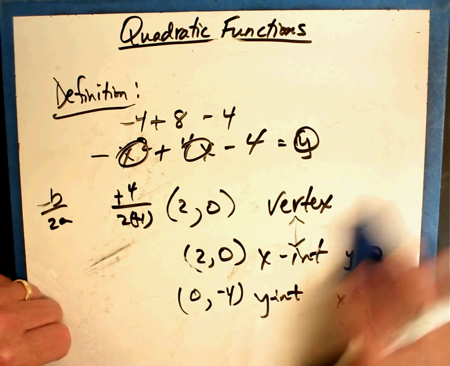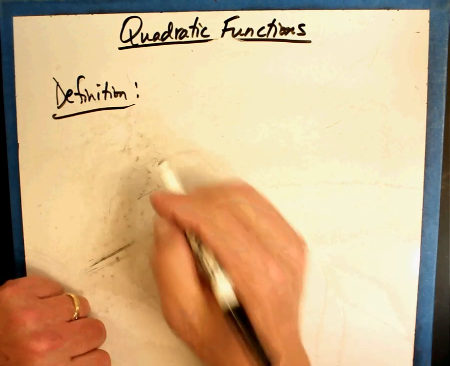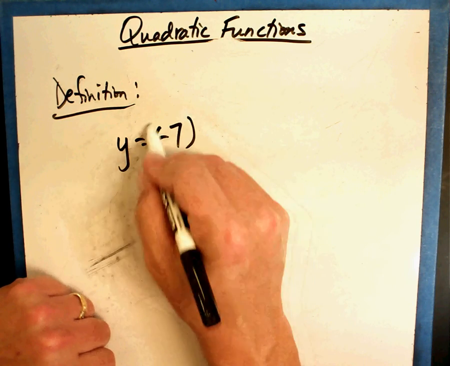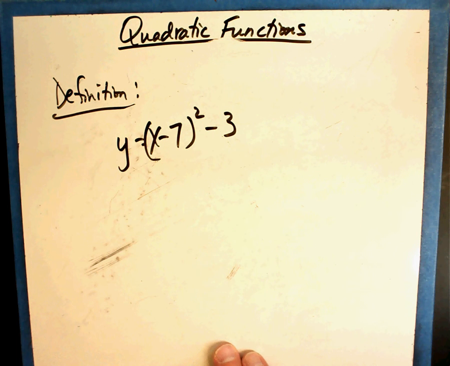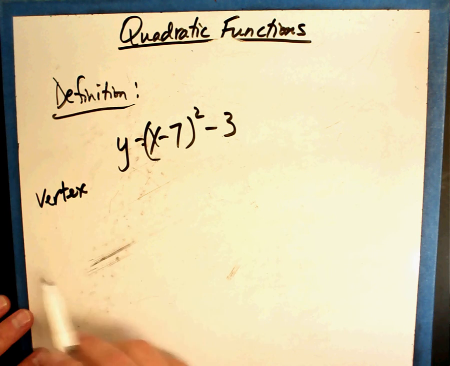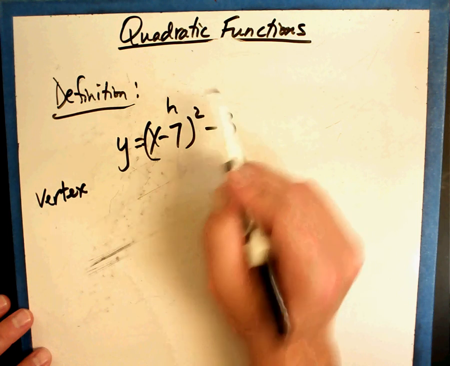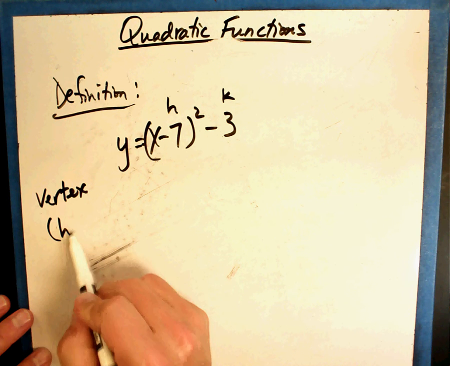Now, what happens if you get this crazy looking one that's written like this? Y equals x minus 7 squared minus 3. Now, I'm going to give you a helpful hint on this one. There's a shortcut on this one. By definition, the vertex on this one, if it looks like this, is always going to be, they call this the h, and they call that the k. The vertex is always h, k.